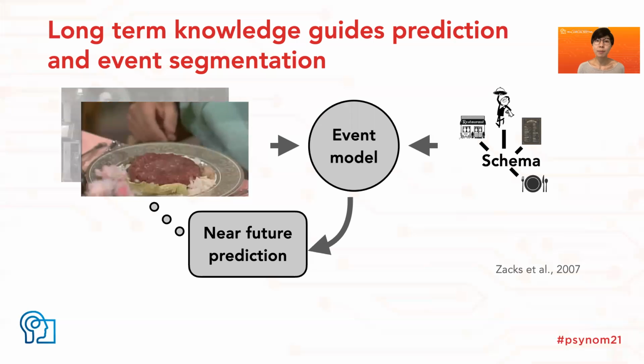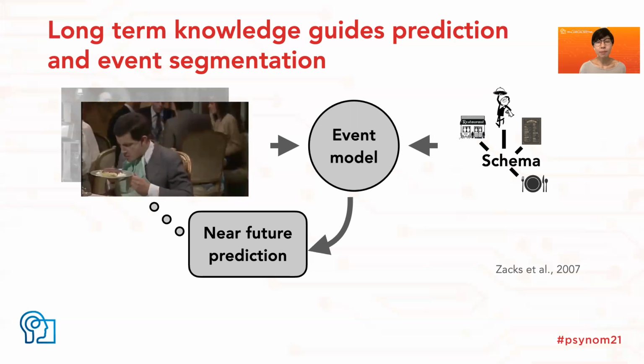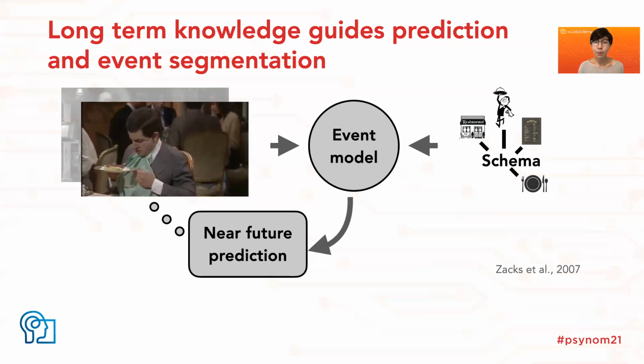But what happens when Mr. Bean's food has arrived? Now something different is happening. And if we were to use the same ordering food event model, then the generated prediction will no longer be accurate. Event segmentation theory says that this is the time when we segment, when there is a mismatch between what we are perceiving and the prediction generated by the event model. Now, this theory suggests that event segmentation seems to be partly guided by our long-term knowledge.